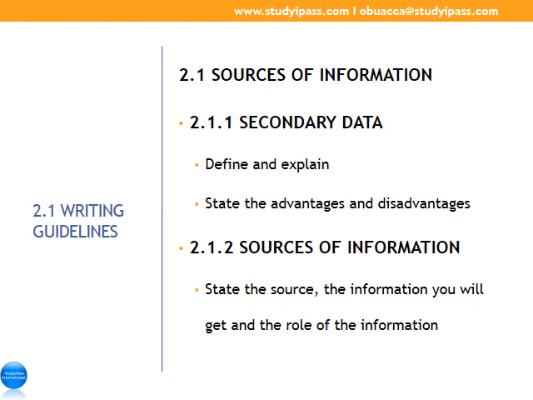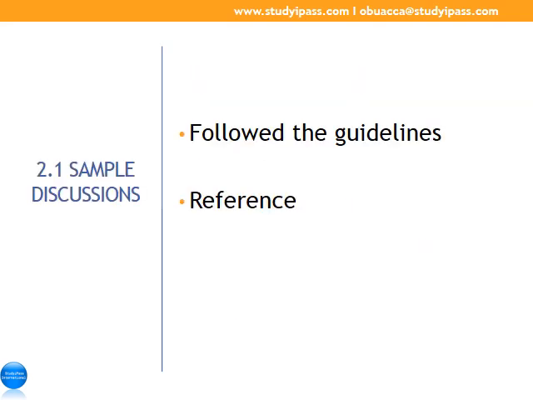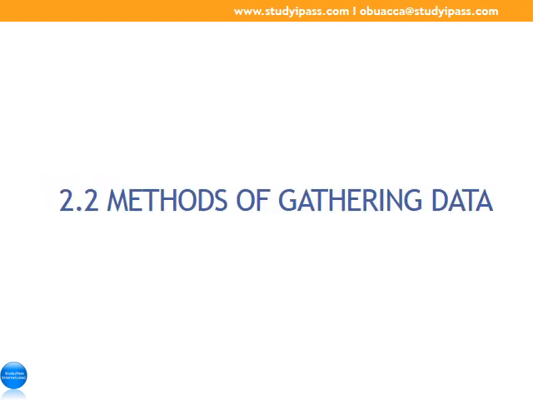Let us discuss the research report part 2, 2.1 sample attached to this tutorial. From the 2.1 sample, you realize that the mentee followed the guidelines provided, and most importantly, reference, which is very, very key. If you follow the guidelines, you will meet the objective of topic 17 research report part 2, 2.1, and when you meet the objective, you will pass the 2.1. 2.2 method of gathering data.